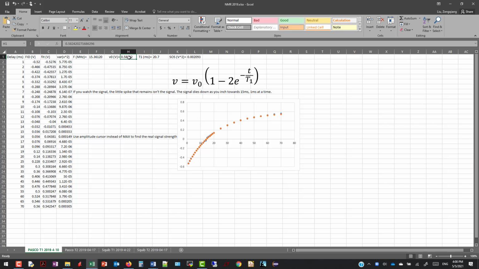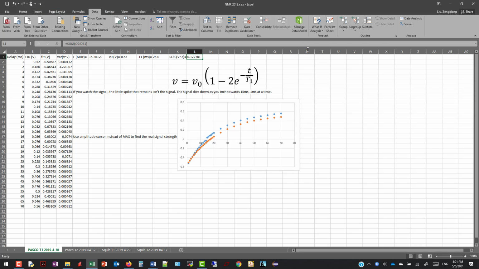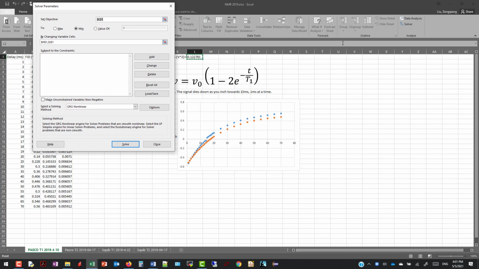So let's just say that we start maybe positive 0.55, and maybe we start from the 25 milliseconds just as a guess. So okay, our guess is close enough to the data, and we have the sum of squares. So the rest we'll just let Excel solver do.